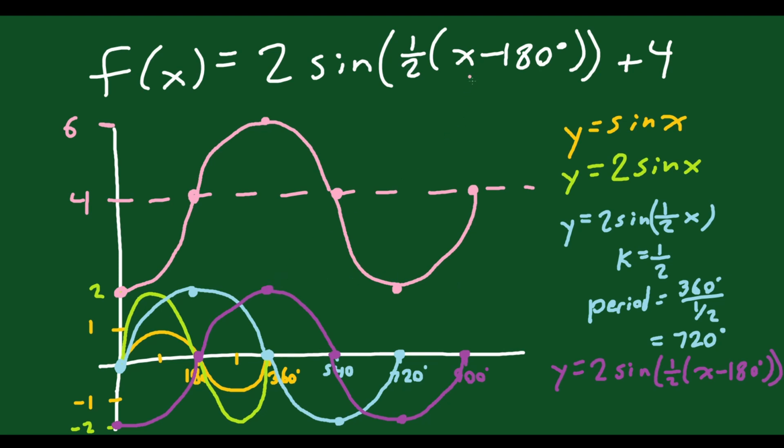You could plug in a number of angles like 0, 90, 180, 270, 360, a whole bunch of angles. Make a nice table of values, and you'll see this shape emerge, and then you'll be able to graph it. So that's another method that you could use. But at the end of the day, this is f of x equals 2 sine 1/2 x minus 180 degrees plus 4, this one here.